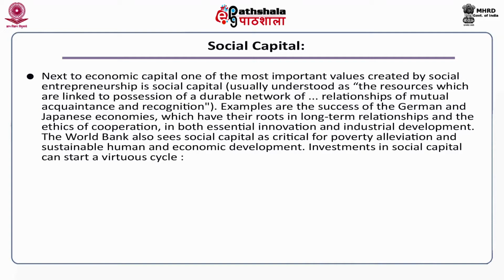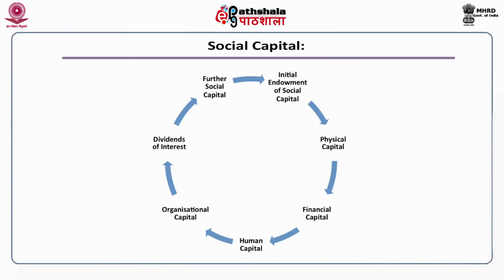Investment in social capital can start a virtuous cycle, and this virtuous cycle starts with an initial endowment of social capital, which gives rise to physical capital, which gives rise to financial capital, which creates further human capital, to organizational capital, which creates dividends of interest, which creates further social capital, and again this completes the cycle back by creating the initial endowment of social capital. So this is the virtuous cycle of social capital, which has been given by Leadbeater 1997.